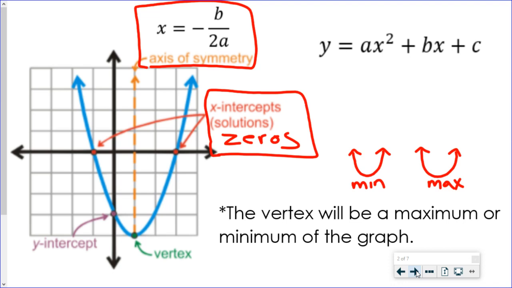So the zeros are just the 2 points. It might be 1 point. It might be none of them. There might not be any where the parabola crosses the x-axis. So here, it's -1 and 3. Those are the zeros or the solutions.